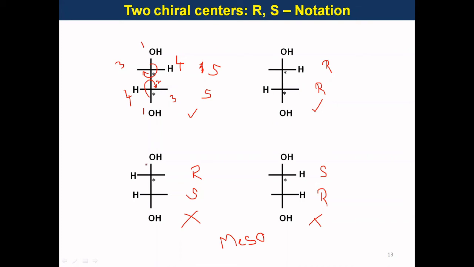One more thing you have to note down, here you also find an axis of symmetry. So you can find a mirror plane. If you consider a plane in between, that plane reflects the other side. If this type of plane of symmetry is observed in a molecule, then it is definitely not going to be optically active. So that is also called a meso form.